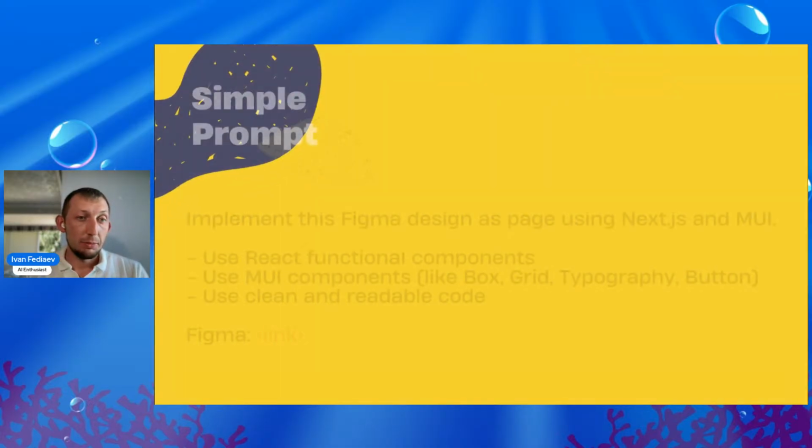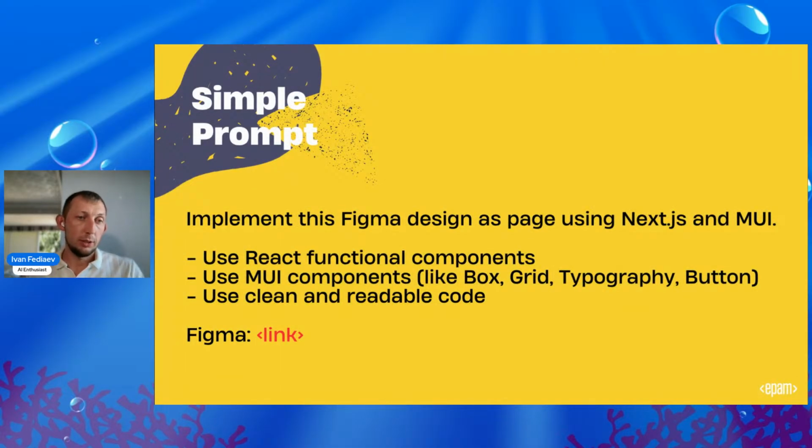Now let's see this prompt. It was just: implement the Figma design as a page using Next.js and MUI library. Use React functional components. Use MUI components like Box, Grid, Typography, Button, etc. And use clean and readable code. And provide the link for Figma. Nothing more. It's a really simple prompt because I use AI rules in my Cursor. It's already defined that it should work like a senior software engineer with a lot of experience in Next.js, with knowledge of best practices, etc.